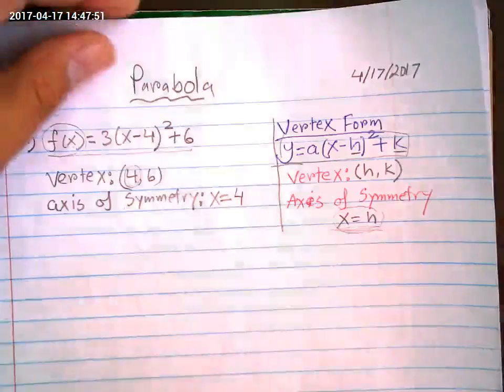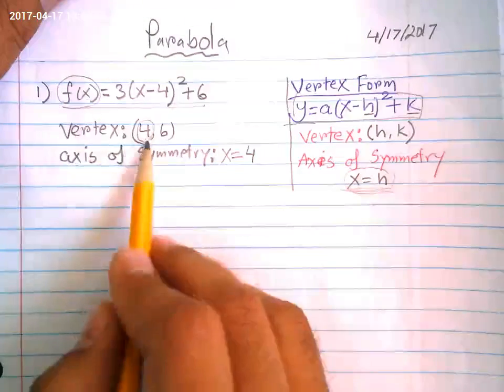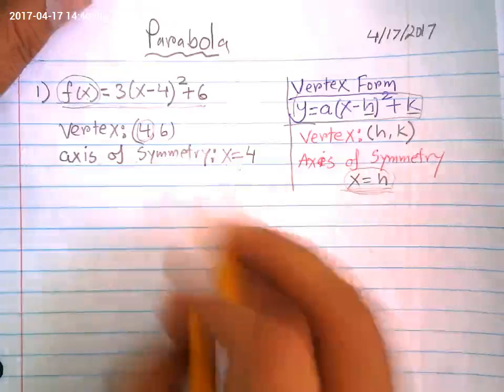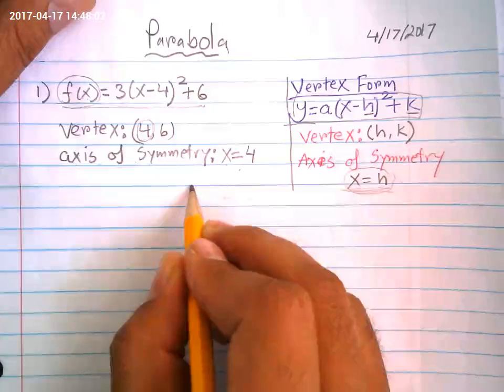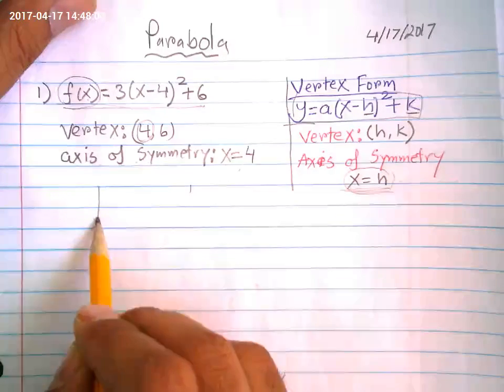Now here, let's draw them. What is the first thing when you draw this? We got the vertex from the equation. We got the axis of symmetry, right? The vertex, the opening, right? So let's draw this.